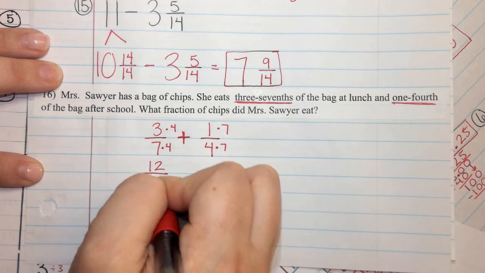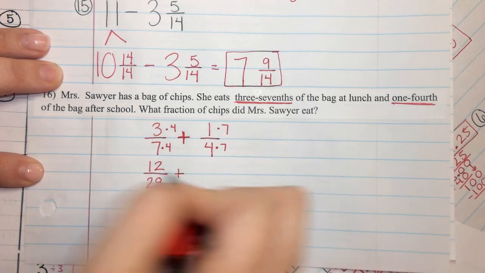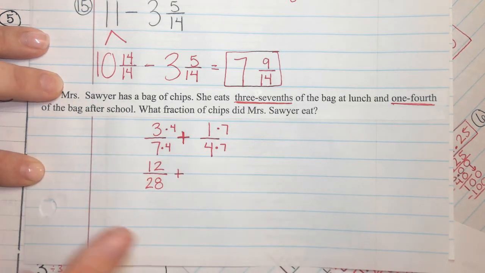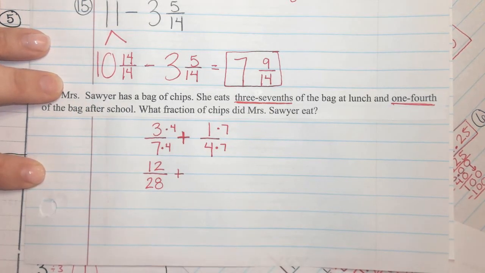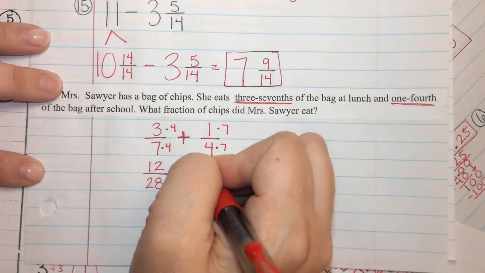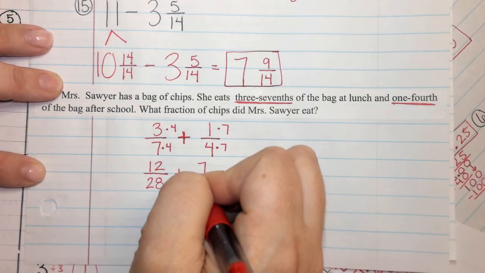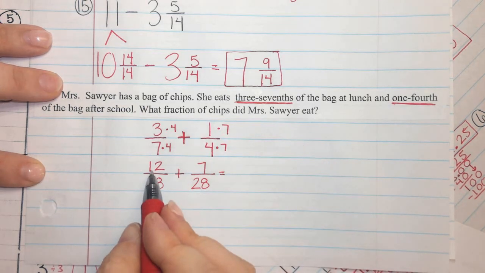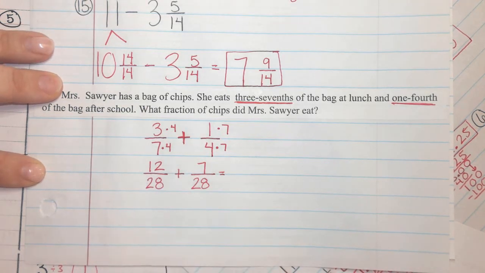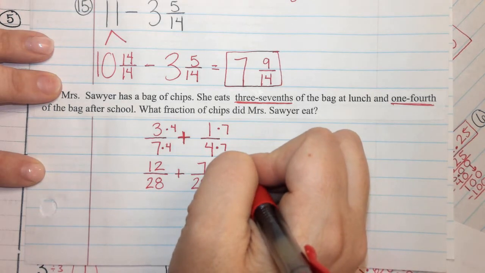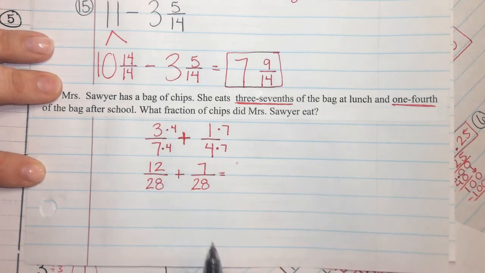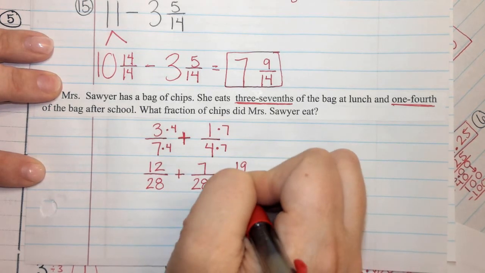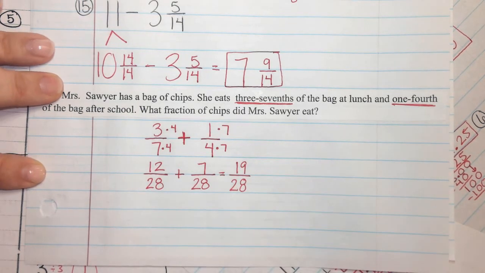12 over 28 plus, and you can just number 16 on your paper, write 16 down, and then put your work with it like you've been doing the others. You don't have to copy down the word problem. 1 times 7 is 7, and 4 times 7 is 28. So now when I add that, 12 plus 7, what does that give me, Mason? Oh, 19 over?